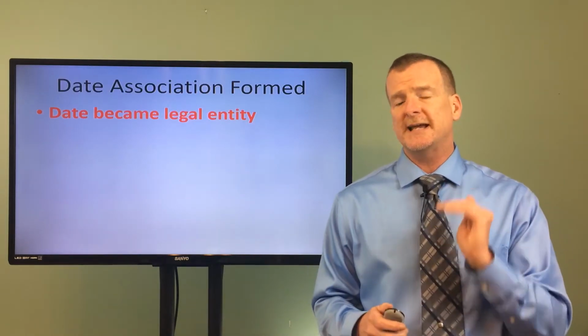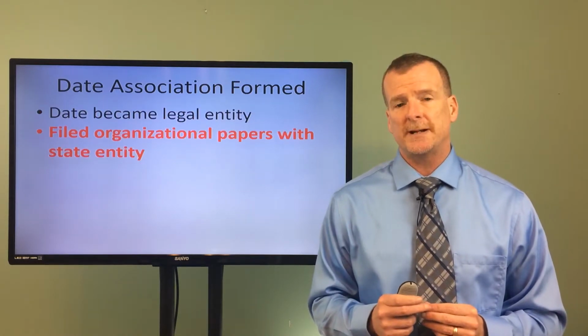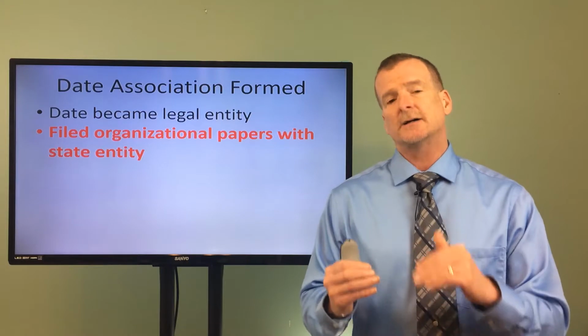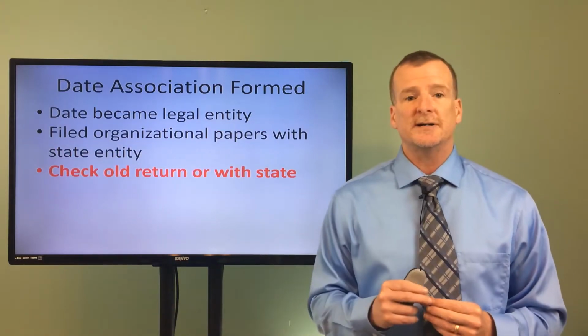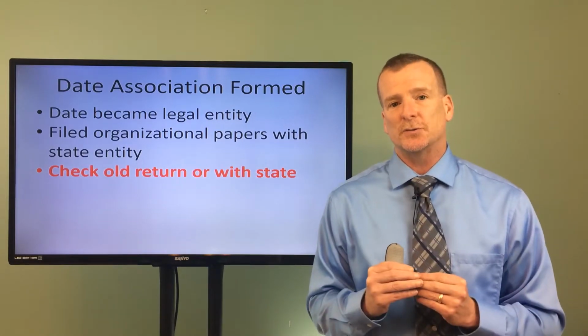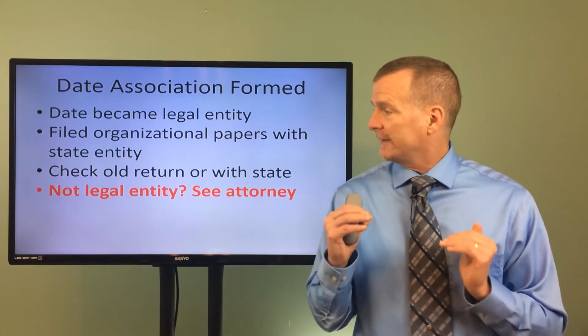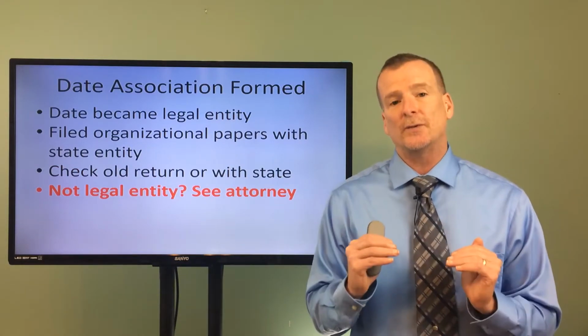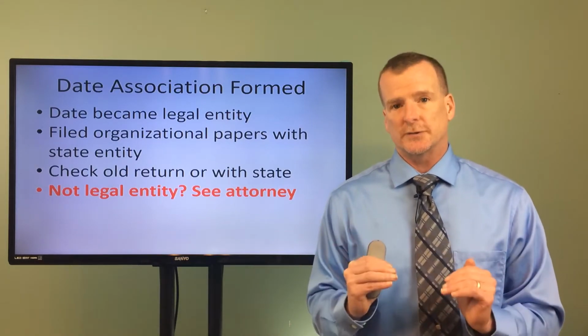Next section here is going to be your date the association was formed, as you can see here. Now what you want to put in here is the date you became a legal entity, and that would be like the date you filed your organizational papers with the state entity, oftentimes Secretary of State. You can also check your old return to see what date you used on your old return, or you may want to check with the state to see if they know. If you're not a legal entity, or you don't know if you're a legal entity or not, you may want to see an attorney to see what you need to do in those circumstances.